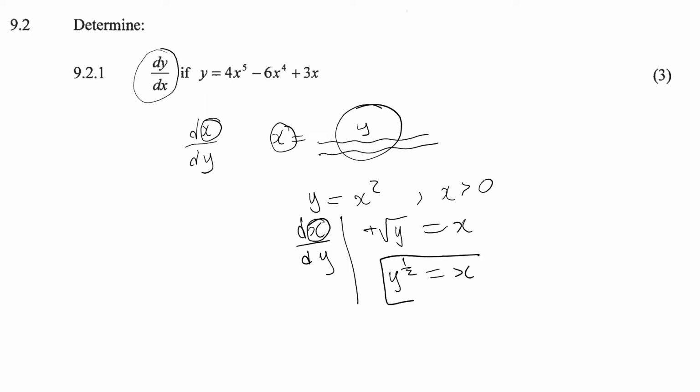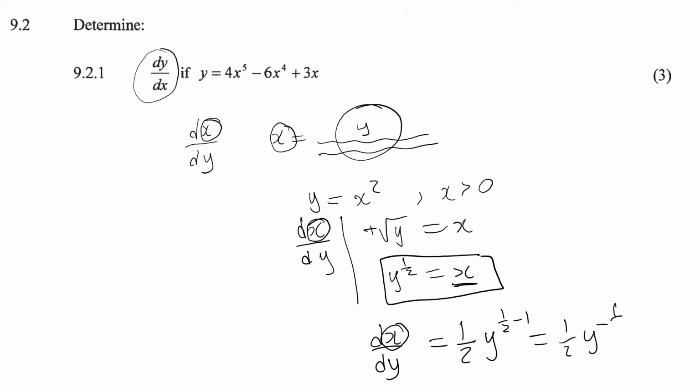So after making x the subject of the formula, we can now go and determine dx over dy. So that's very, very important. It must be x equals to something in terms of y. Then we derivate that equation using our power rule, 1 over 2 y exponent 1 over 2 minus 1, right? So it will be 1 over 2 y exponent minus 1 over 2. That will be our dx over dy. So they can trick you there, right?